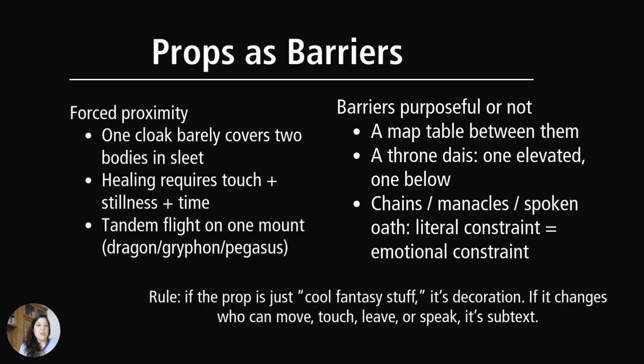You can also use barriers like a table in between your two characters. Now, maybe they've put it there on purpose, or maybe they haven't. Maybe they literally need to be on opposite sides of this table, or maybe they're keeping it there because they're denying this attraction that they don't want to feel but do. You might have one character up on a dais, showing that they're more powerful in station than the other one is. Again, you might have chains or manacles. You might have a spoken oath. So you've got a literal constraint that parallels the emotional constraint that your characters are feeling.